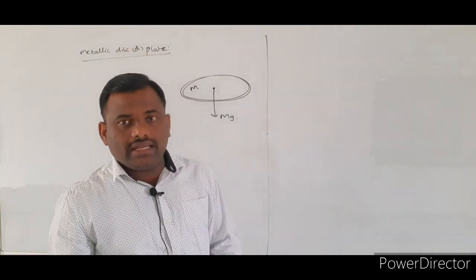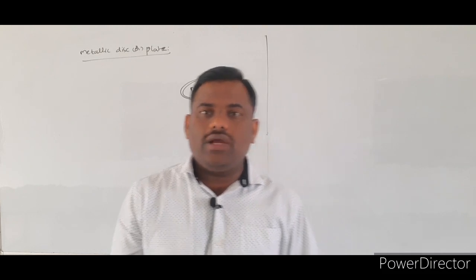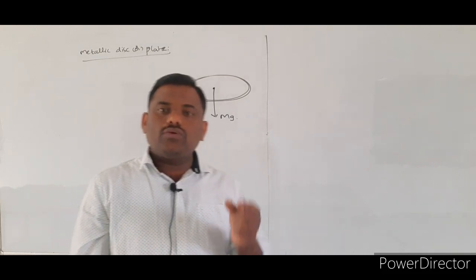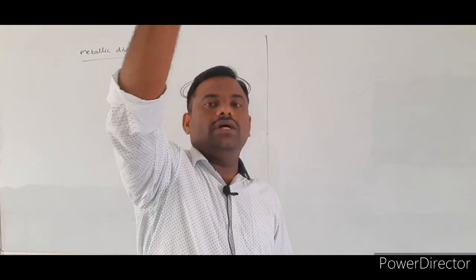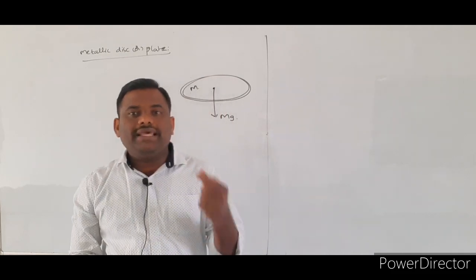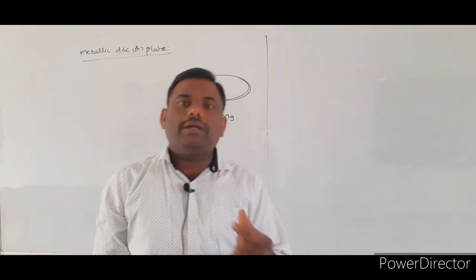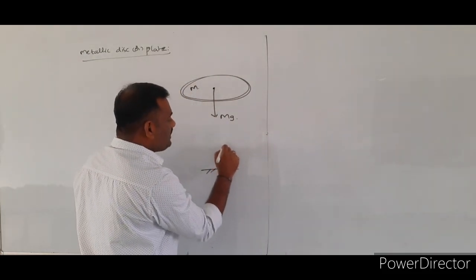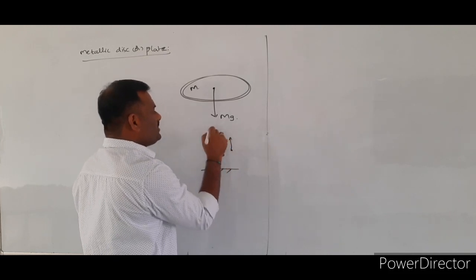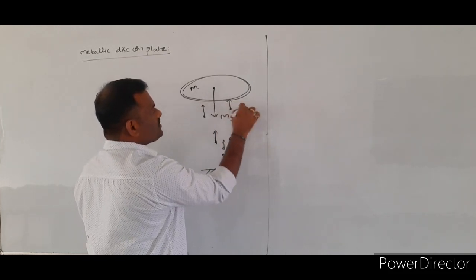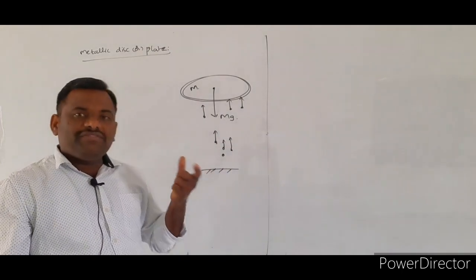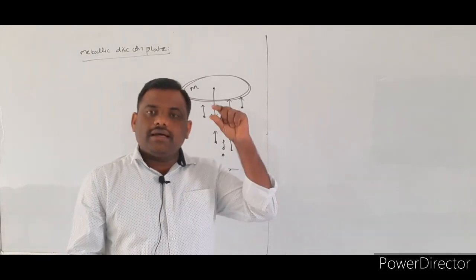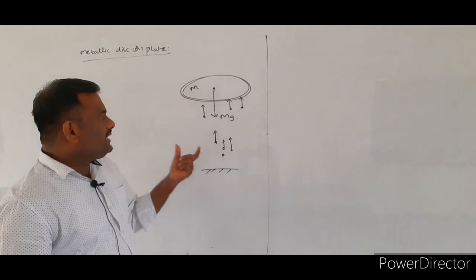So what is our aim here? We consider one metallic disc whose mass is capital M, and its weight will always be acting in the downward direction. How to keep the metallic disc in the mid-air? Without any support we can't place the disc in the mid-air. For that purpose, from the ground we are firing the bullets towards the metallic disc. So by firing the bullets with the help of a gun, I want to keep the metallic disc in the mid-air only.